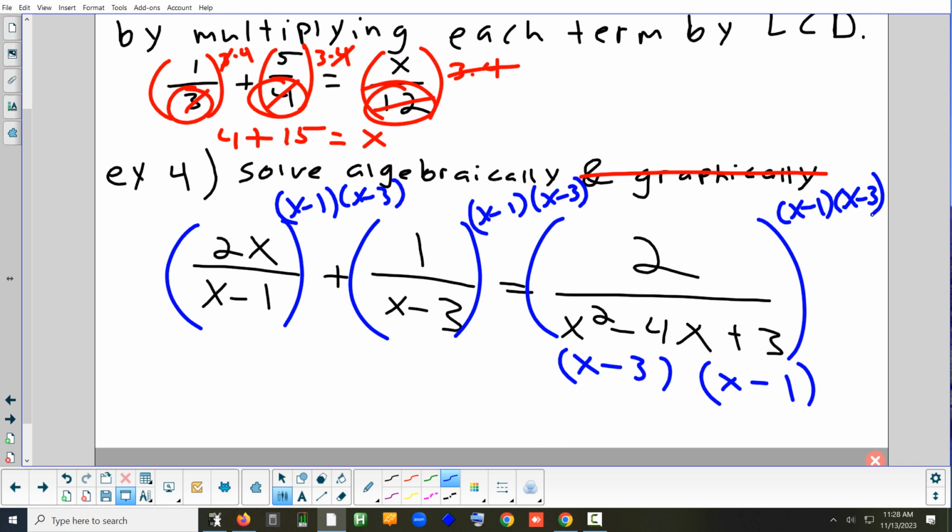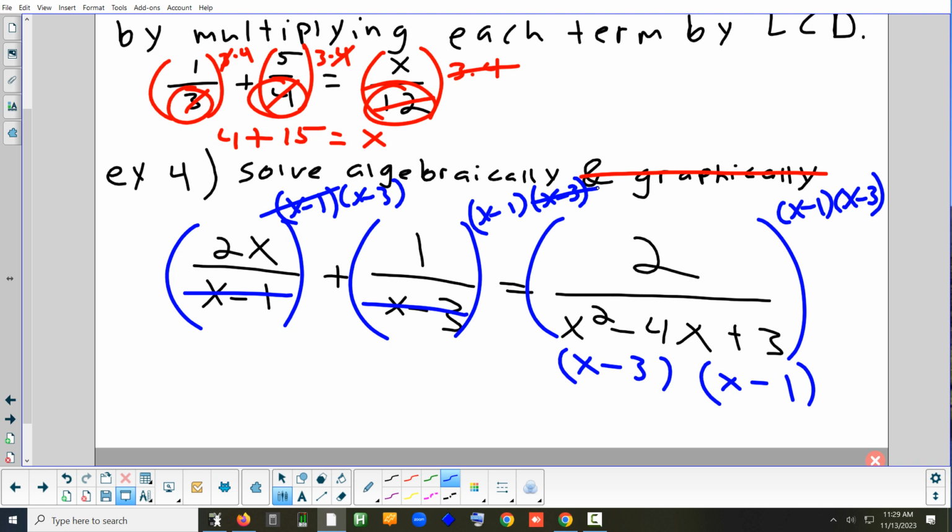And now cancel out what you can in each term. TJ, in the first term, what's going to cancel out? The x minus 1. Yeah, the x minus 1 is gone. Okay, we'll worry about what we have left in a minute. Landon, what's going to cancel in the second term? The x minus 3.